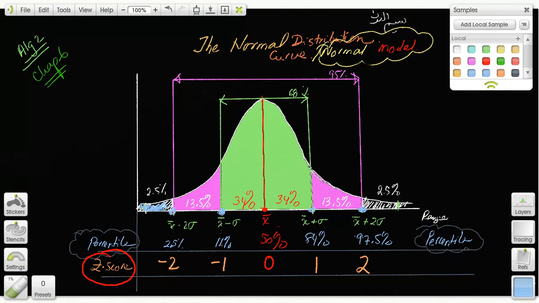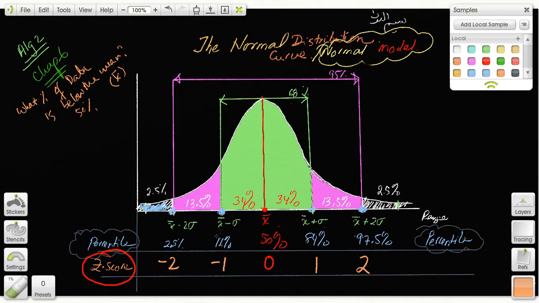Let me ask you the following. If one were to ask you what percentage of the data lies below the mean, what percent of data is below the mean? That's pretty easy. That's because the mean is right in the smack middle, so the answer is 50%. So 50% of the data is below the mean.